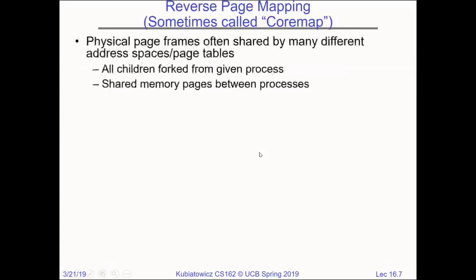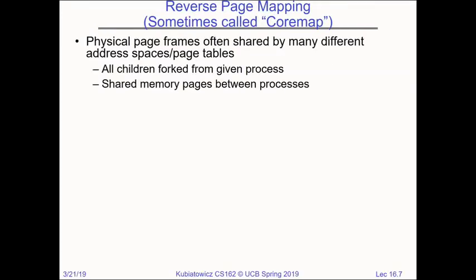Now, physical page frames. Here's a detail that's kind of interesting. Physical page frames are often used by many different processes. What do I mean by that? Think about it for a moment. If you take a parent and fork off a whole bunch of children, all of their page tables point at the same physical pages, right? Until they start modifying them. Well, that means one physical page, many page tables. So how do we even manage this?